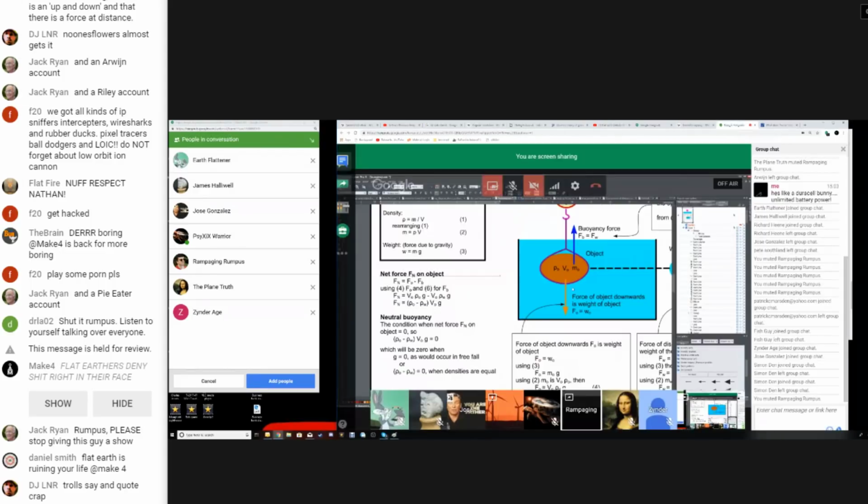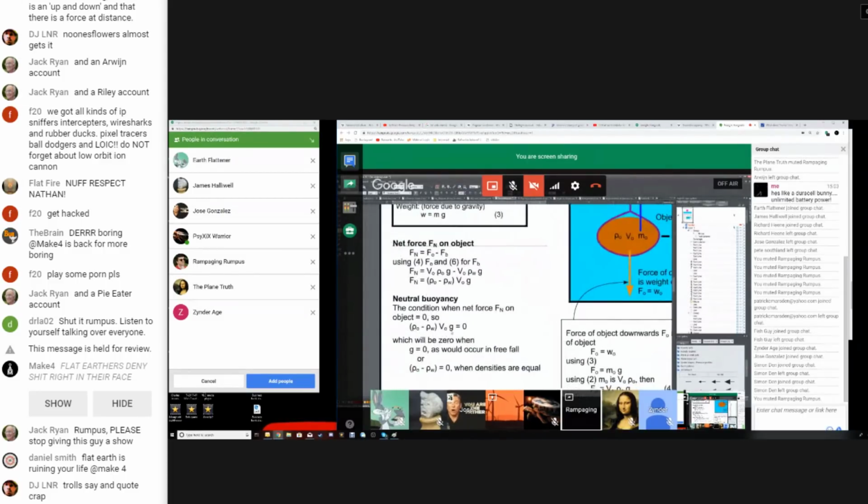Rumpus demonstrates some maths, and in the maths, he's got the density of the object minus the density of the medium in which it's in, and that should be the end of the maths. However, he adds the volume and the little g gravity, and that's not part of the definition, and there's no science for why it should be there.